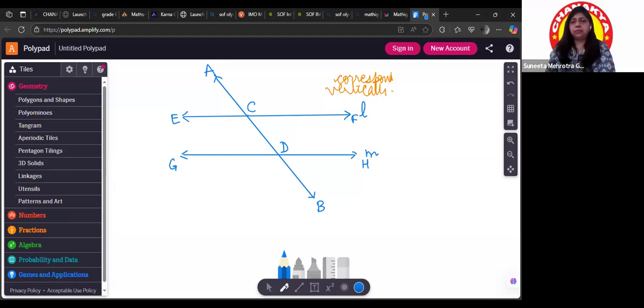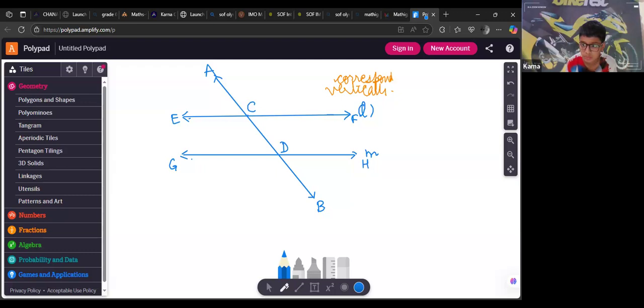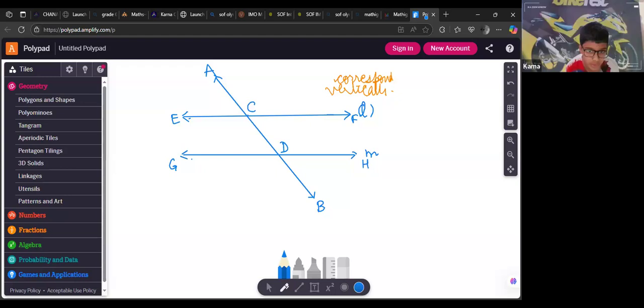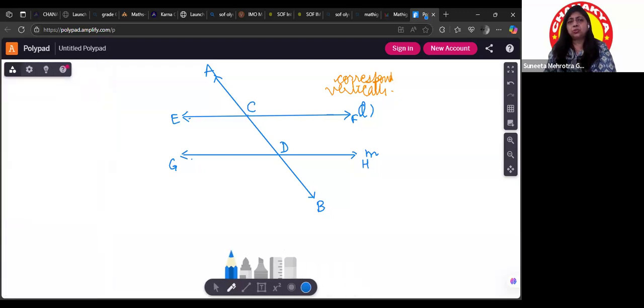Okay. Now you are able to see that two lines are there. That is line L and line M, which are given as line EF and line GH. These two are the parallel lines. These two lines never intersect each other. But the third line, which is intersecting, name the line. Ma'am, line AB. Line AB is intersecting the two lines at points C and D. These are the points where the lines intersect each other.